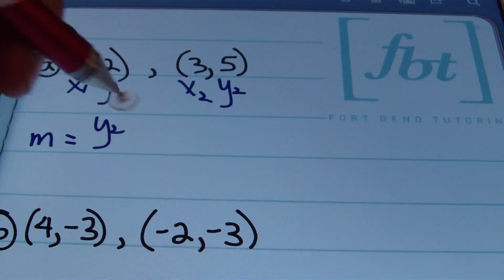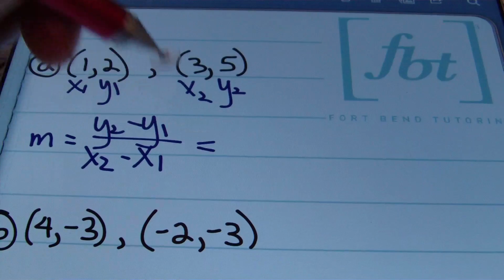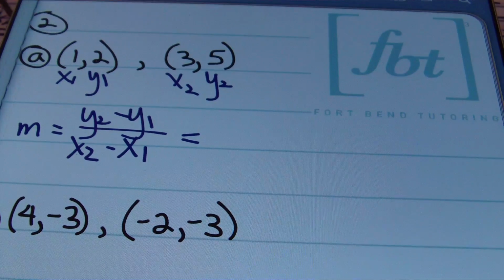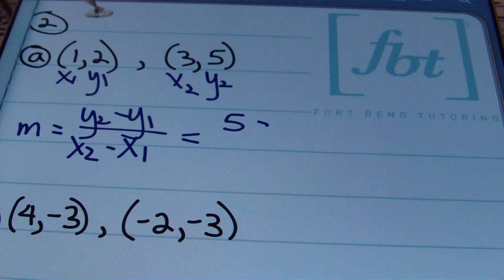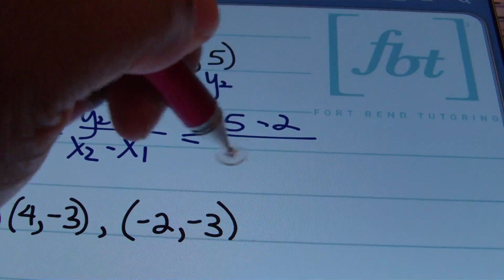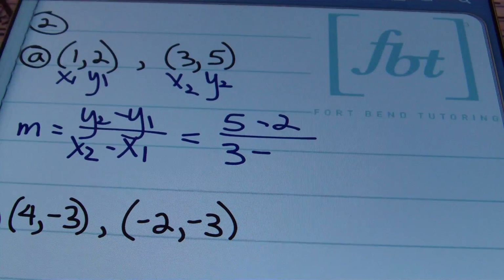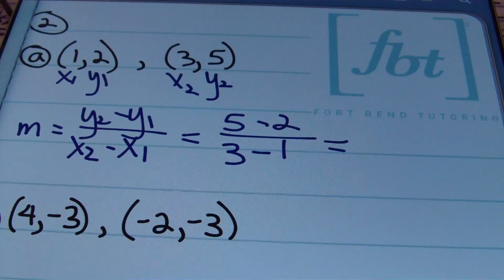Remember, our slope formula is m equals y2 minus y1 over x2 minus x1. So here, we'll start plugging these values in. I know that my y2 value is 5, minus comes from our formula. Always make sure you have a minus sign there. Our y1 value, which is 2, divided by 3, our x2 value, minus, coming from the formula, our x1 value, which is positive 1.